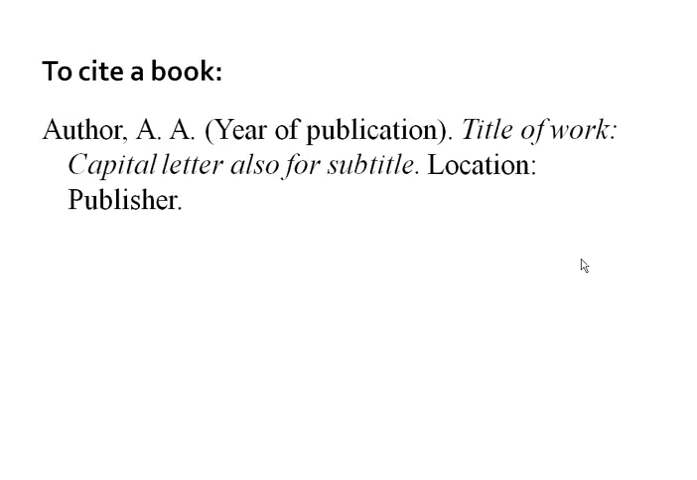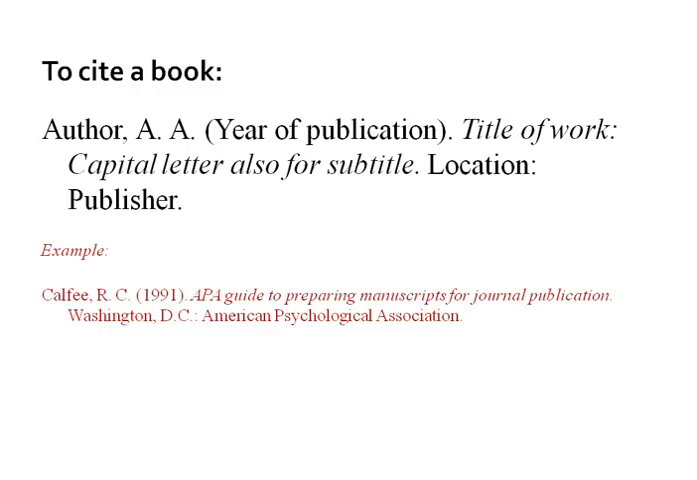APA has designated a specific pattern for each type of source, like a book or a journal article or a website. See this example of how to format a reference citation for a book. Note that the author comes first and you only use the author's first initials. The date always comes second in parentheses. The title of the book is in italics, followed by the city where the book was published, a colon, and the publisher. Here's an example of a book laid out in APA style.